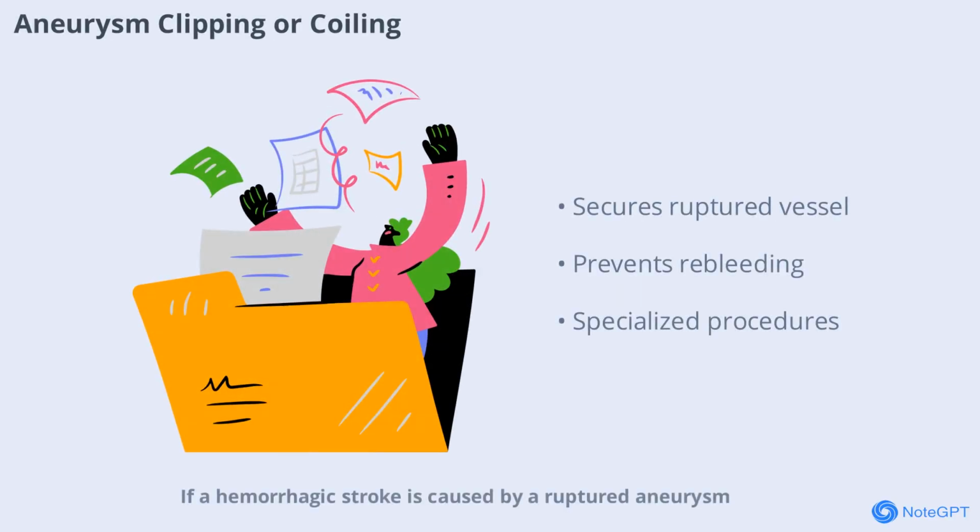A hemorrhagic stroke is caused by a ruptured aneurysm. Surgical interventions like clipping or endovascular coiling may be performed. Clipping involves placing a small clamp at the base of the aneurysm, while coiling uses tiny coils to fill the aneurysm and prevent rebleeding. Both procedures aim to secure the blood vessel and reduce the risk of future hemorrhage.